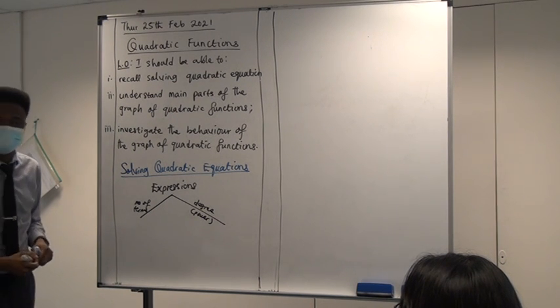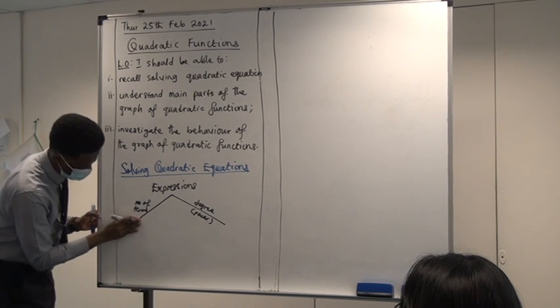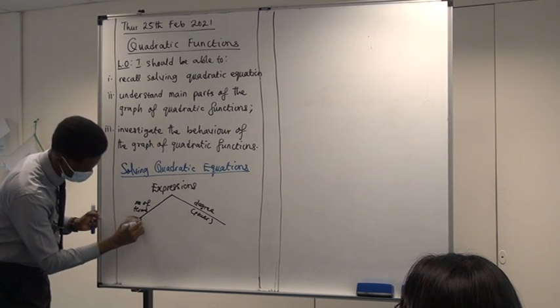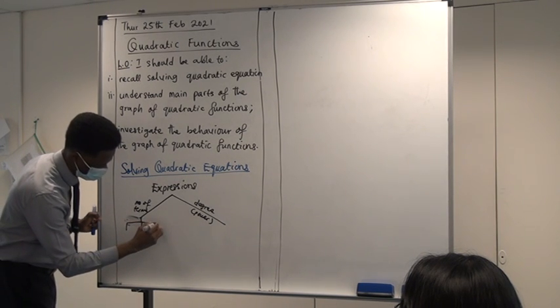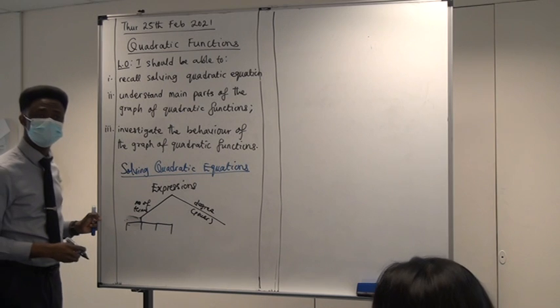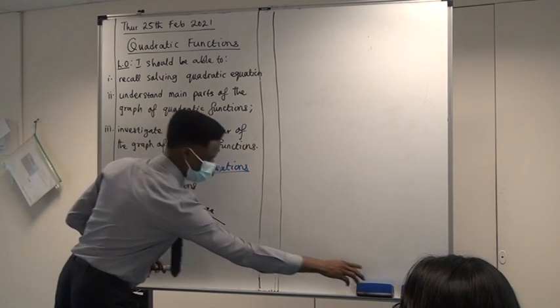Based on the number of terms, if it has one term, we call those expression monomials. Two terms binomial, three terms trinomial, multiple terms polynomial. I'm not sure if I draw this properly or the other way.